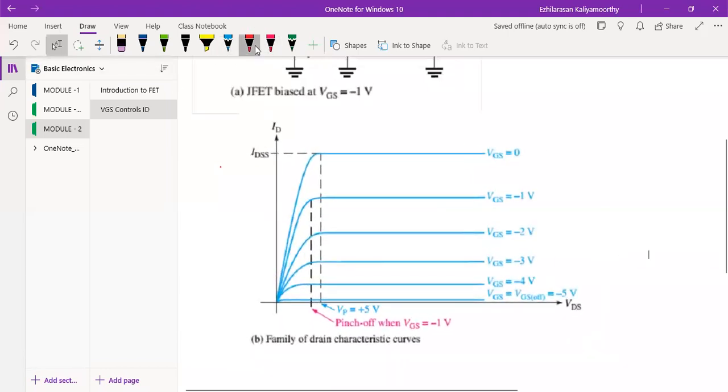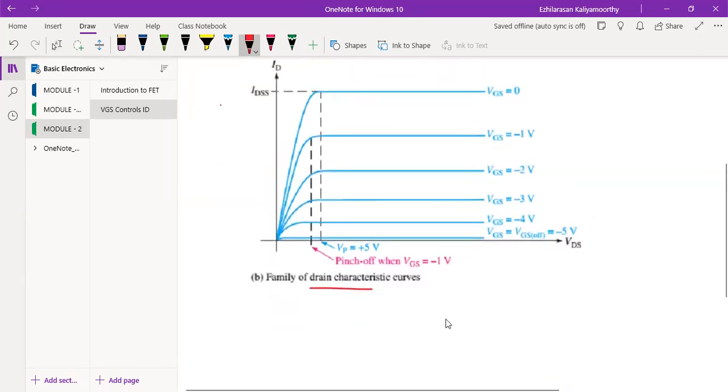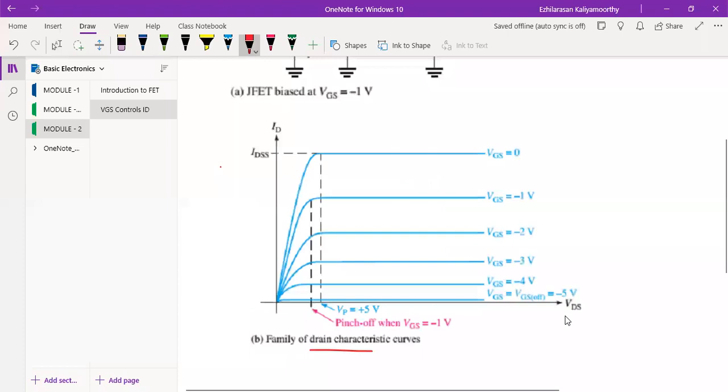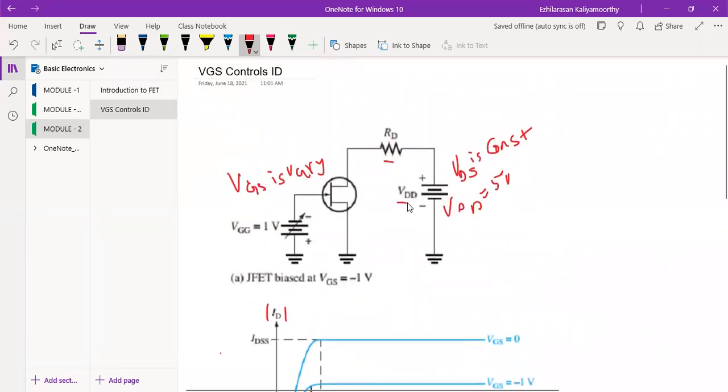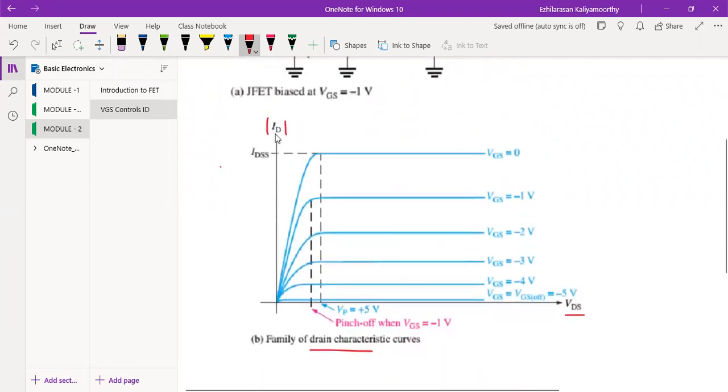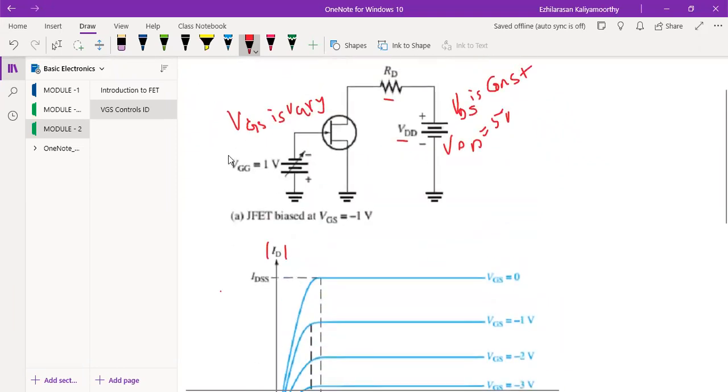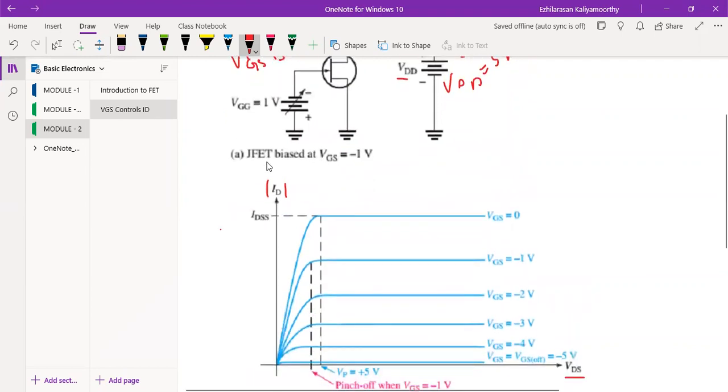Now you see here, this is the drain characteristics curve. That is nothing but VDS versus ID, because this is VDS, nothing but this one, VDD. Next, your ID. What is changing is nothing but your input, that is VGG or VGS. That is what we are going to change.